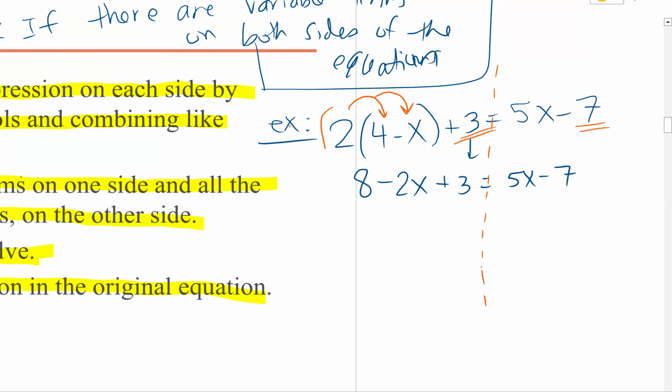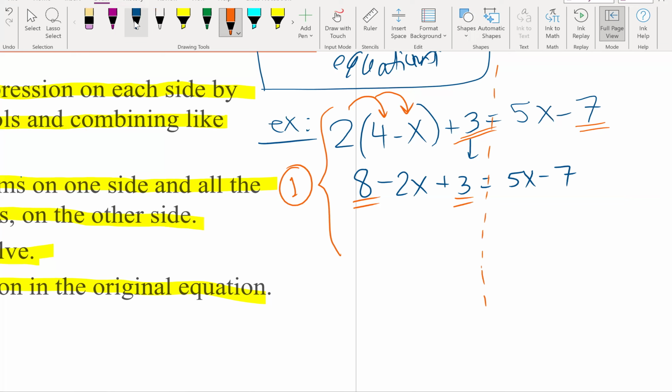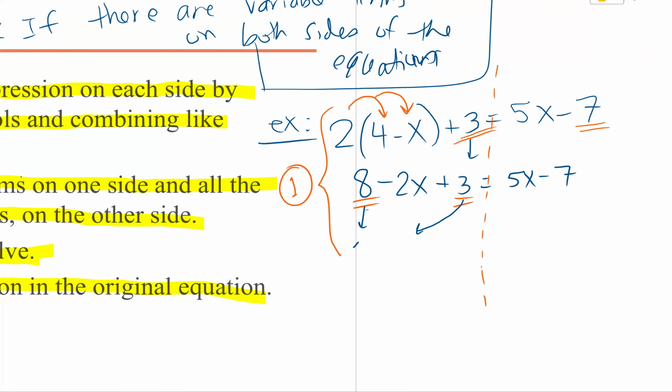And I guess at this point, technically, I'm still on step 1, because I did remove the grouping symbols, but there are some like terms here, the 8 and the 3. They're on the same side of the equation, so they're free to combine into one item. 8 and 3, they're both positive, so they'll add up to 11. And then I'll bring down this minus 2x, because he has no like terms on that side of the equation.